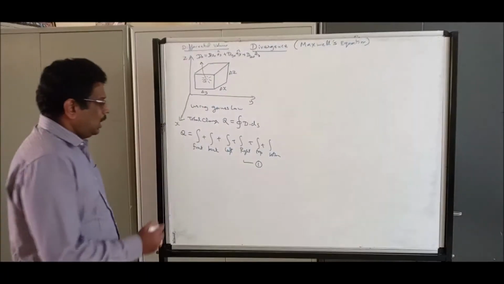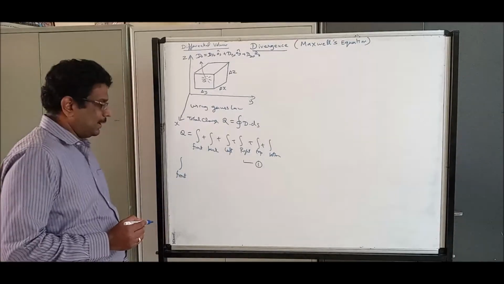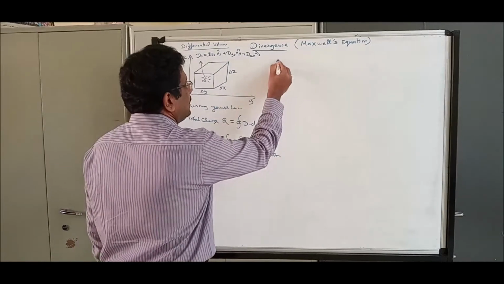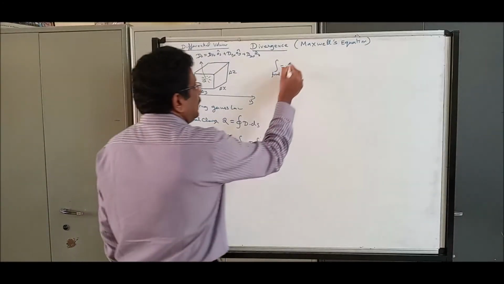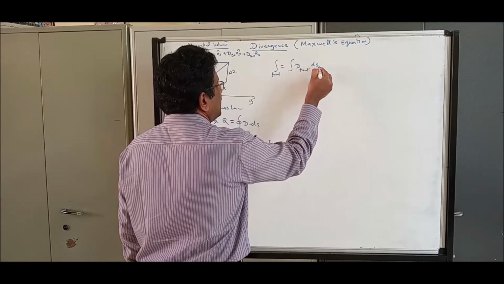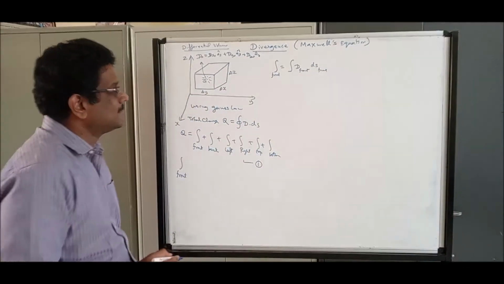Now, what is your integration over the front side? That is what I am going to calculate. Okay. One by one we will do. I can say the integration over the front side is nothing but the integration of D front dot dS front, because you know the Gauss law is D dot dS.